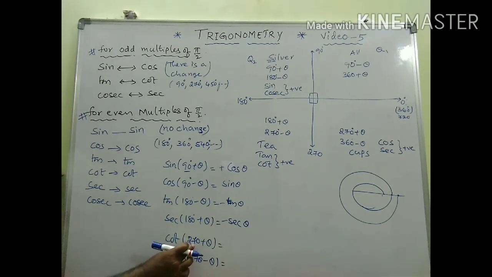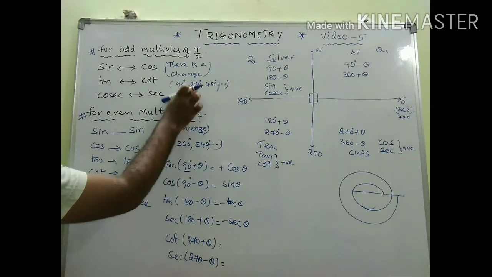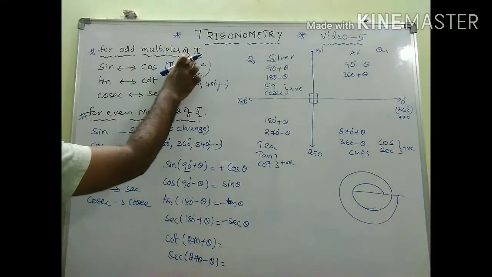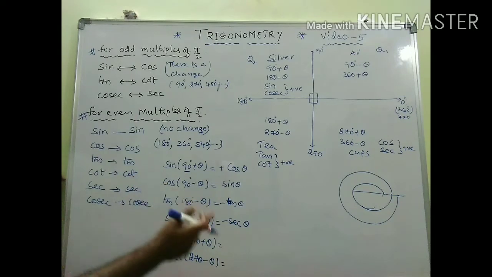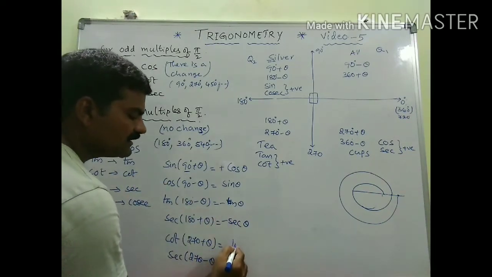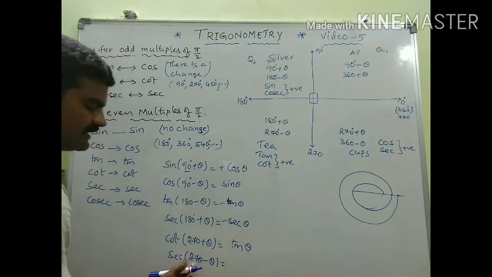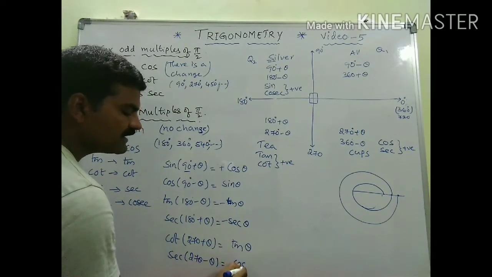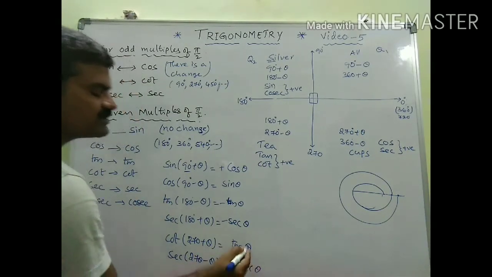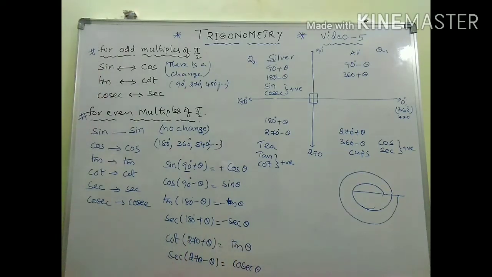Now coming to 270 plus theta and 270 minus theta. First you check that 270 is clearly an odd multiple of 90. Hence there is a change. How? Cot changes into tan. The angle is theta. And here secant changes into cosecant. Yes, the first question is about change or not. The second question is about positive or negative.